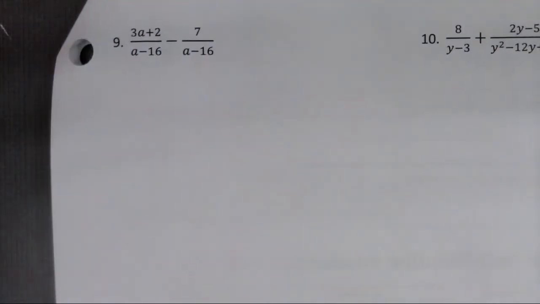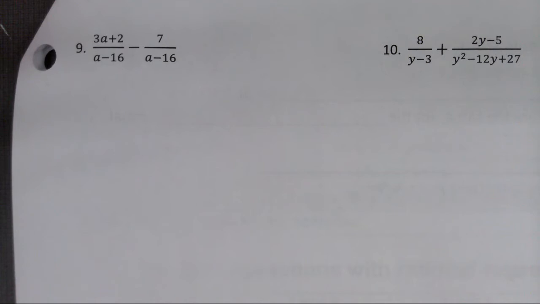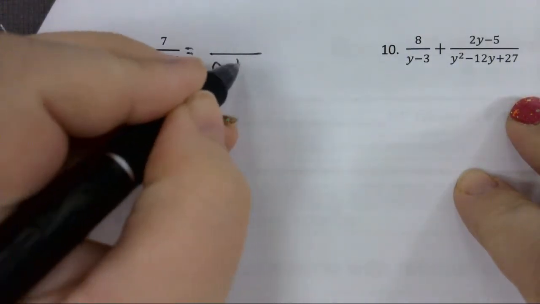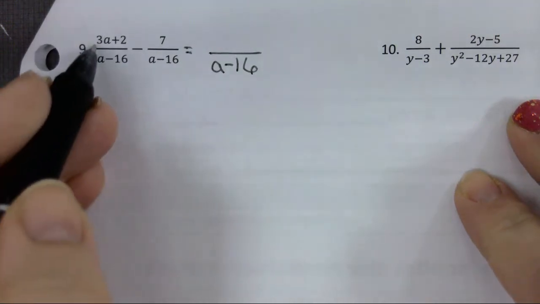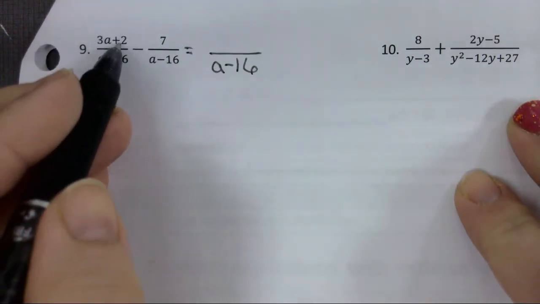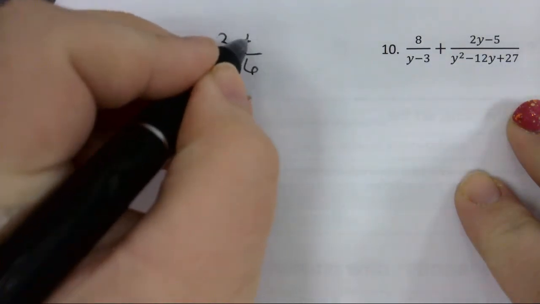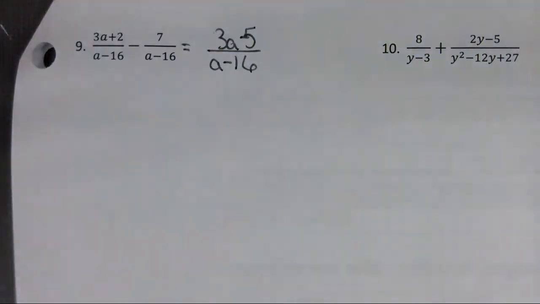Let's do a few with polynomials. So when I look at number 9, I notice that I've already been given common denominators. Everything's already factored, and all of the denominators are common. So the only thing left for me to do is to subtract my numerators. So my denominator is going to stay the same, and my numerators will be 3a, and 2 minus 7 is 5. So 3a minus 5 over a minus 16.